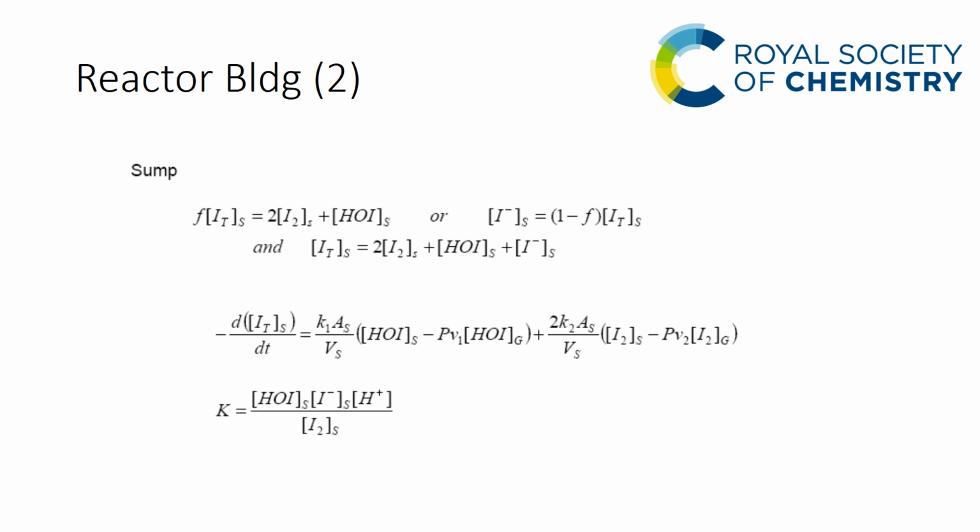In the sump, the first one really, mass balance equations, the fraction of iodine is equal to the sum of the two volatile species. And similarly, the I minus in the sump will be 1 minus F times the total iodine species. And then you've got the total iodine is the sum of the concentrations of the three species present. Then the rate of disappearance of iodine from the sump is just given by the two mass transfer terms. And again, the two concentrations of the species are related by the equilibrium constant.